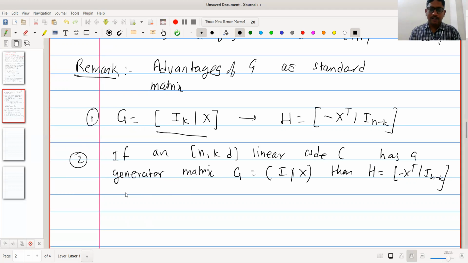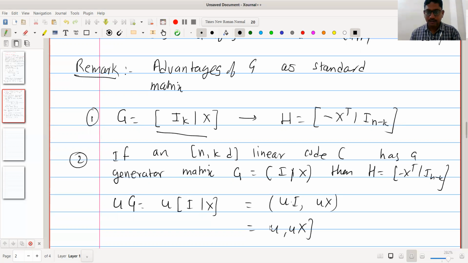Okay, we don't need parity check while in encoding. Then what will be u into G? U into G can be easily done. U multiplied by I, X. So this is the row multiplied to this matrix. So u into I and u into X. It will look like this. U into I is u and u into X is uX, since I is the identity matrix.